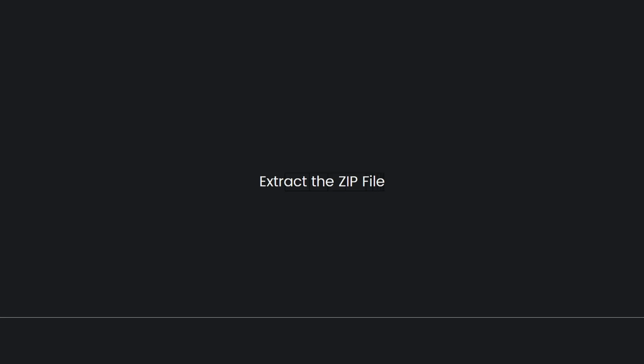Extract the zip file. So tap on the zip file to select it and then look for an option to extract or unzip the file. This option is usually represented by an icon that looks like a folder being opened or a downward arrow, then tap on it.